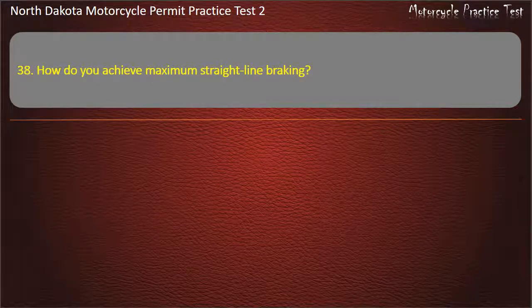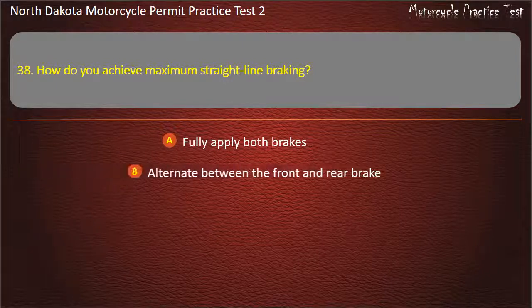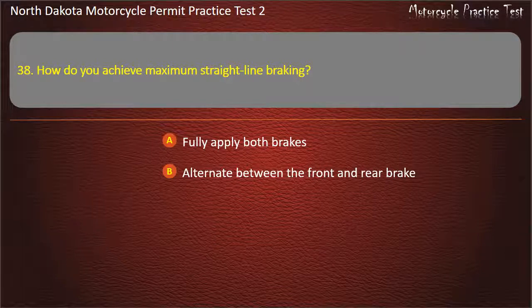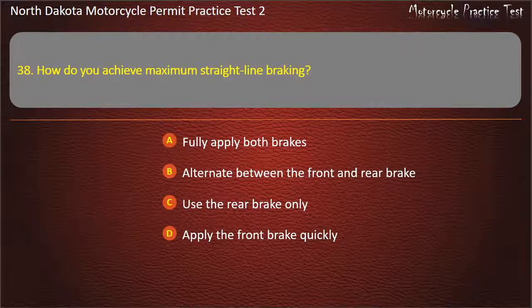Question 38. How do you achieve maximum straight line braking? Fully apply both brakes. Alternate between the front and rear brake. Use the rear brake only. Apply the front brake quickly. Answer: fully apply both brakes.